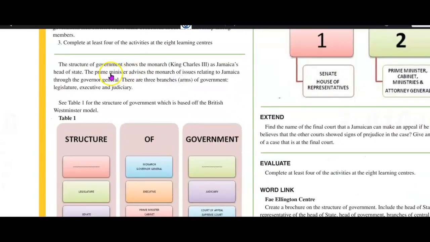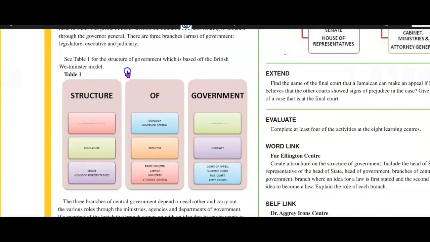The structure of government shows the monarch, King Charles III, as Jamaica's head of state. The Prime Minister advises the monarch of issues relating to Jamaica through the Governor General. There are 3 branches or arms of government: the legislature, the executive, and the judiciary. See Table 1 for the structure of government, which is based off the British Westminster model.